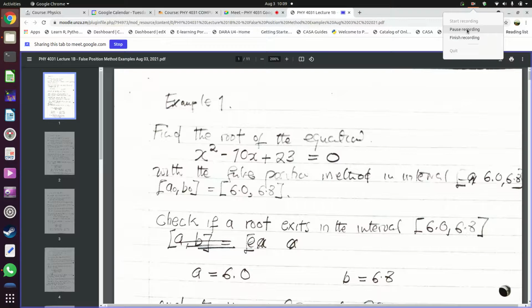Okay, so since this is a bracketing method, we have to convince ourselves and check if there's a solution in this bracket, because that's what you do with any bracketing method. You have to check that there's a solution in this bracket.